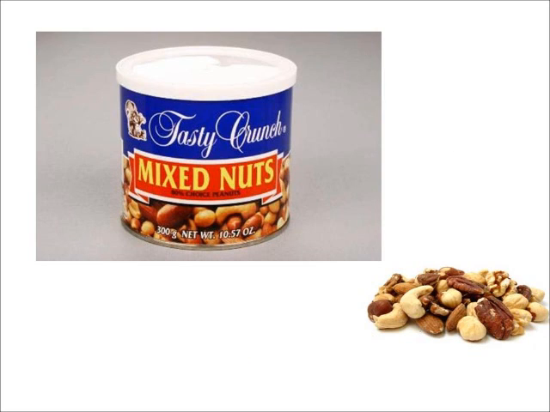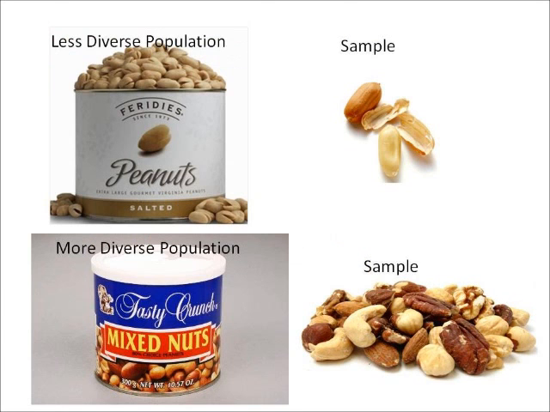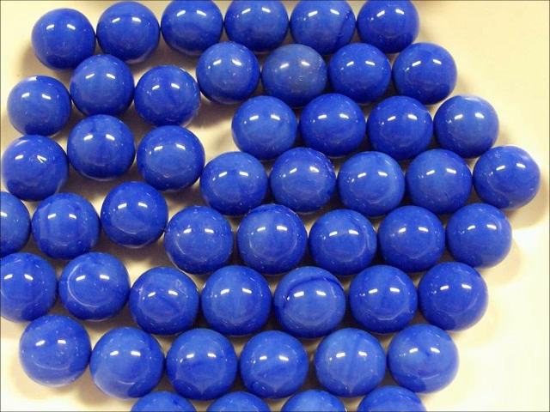However, we would need a larger sample of nuts to determine the taste of the nuts in this can. We see that more diverse populations require larger samples. A sample of one marble is all that is needed for this population of marbles. All the marbles in this population are the same size and color and made of the same material. You could have a population of 1 million marbles, but all you need is a sample of one.